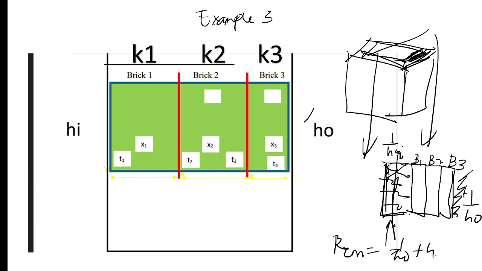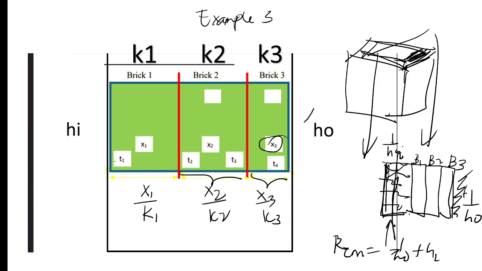1/HO plus 1/HI. Then we're going to get the so-called resistance for this. So in this L over K or X over K, we can have X1 over K1, then X2 over K2, X3 over K3 of the brick, because they have different thickness and thermal conductivity.